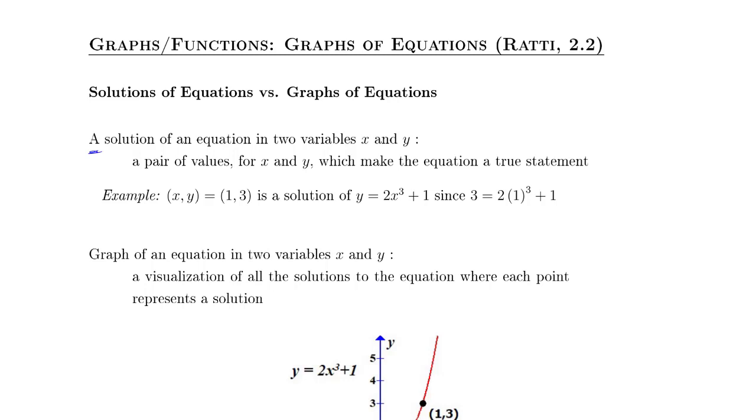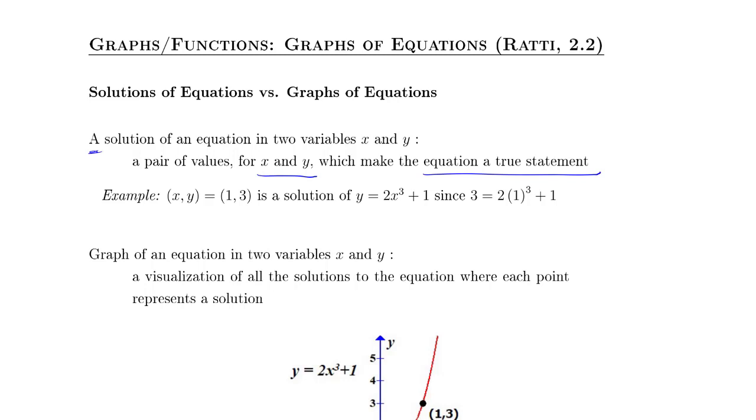All right, so first, a solution of an equation in 2 variables x and y, what is that? It's a pair of values for x and y, one for each, which make the equation a true statement. That's not surprising because that's what we said about equations before, that when we were talking about one variable, if we had a value of that variable that made the equation true, then it was a solution. So same thing here, it's just we have an x and a y.